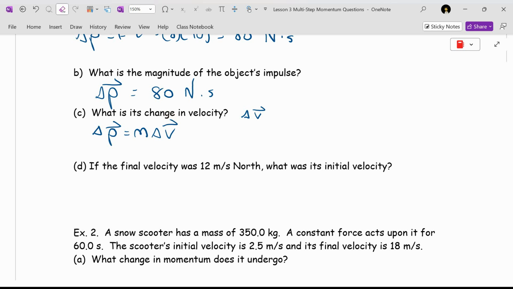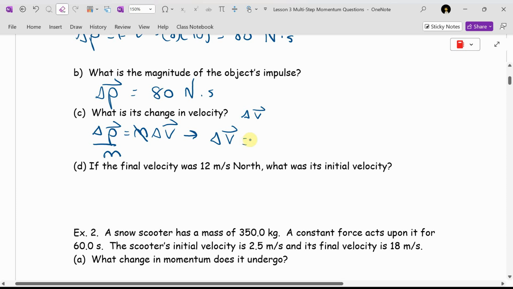And I would get the delta V by itself. How would I get the delta V by itself? One line. The change in velocity is going to be 80 divided by, was the mass 4? Heck, you might even be able to do that in your head.